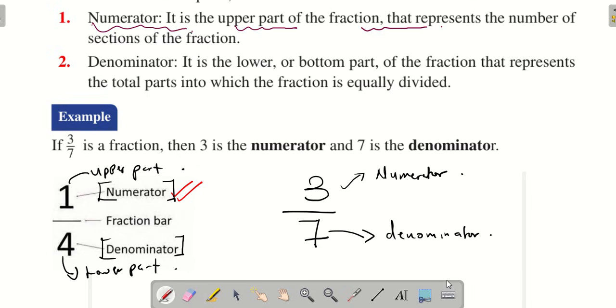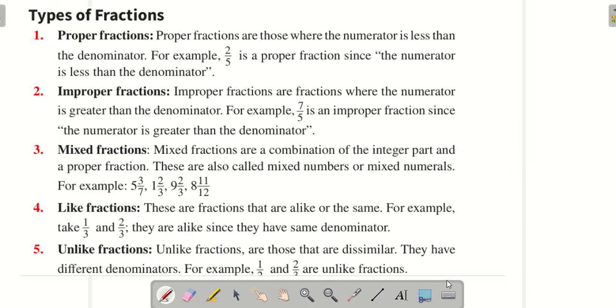All right, so let us move on to the next page. That is types of fractions. We have different types of fractions, and we shall look at all of them as we move on. The first type of fraction is a proper fraction. When do we say a fraction is proper? Proper fractions are those where the numerator is less than the denominator.